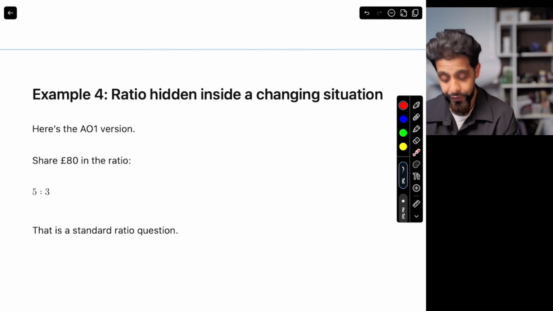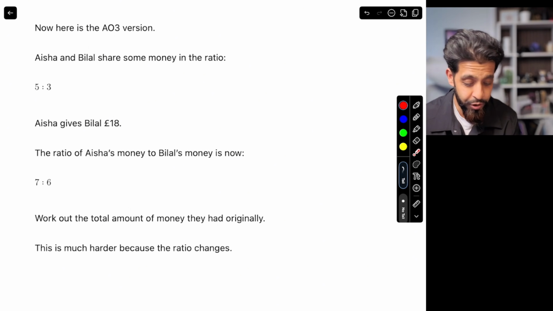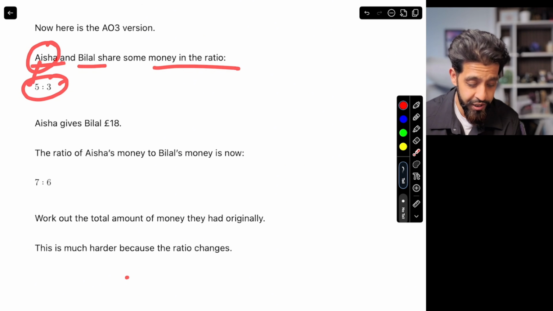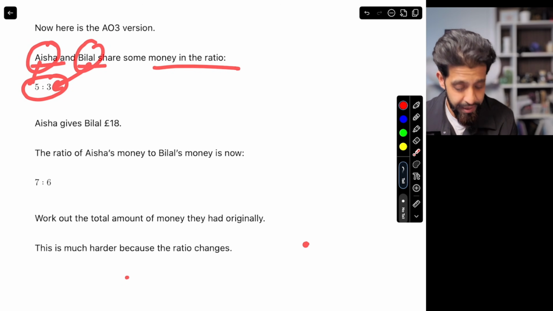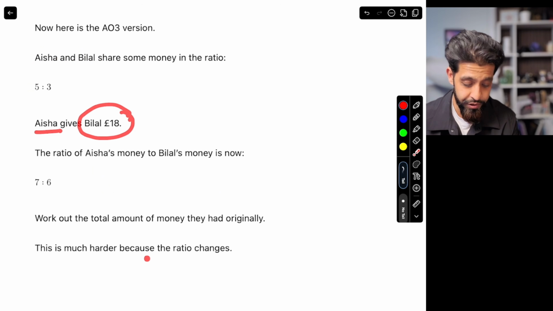Anything that is at the end of the paper looks something like this. Look at this. Here's the AO3 version of a ratio question. You're told Aisha and Bilal share some money in the ratio 5:3. So of course, Aisha is 5, Bilal is 3. You should be able to recognize that much. But here it says Aisha gives Bilal £18.